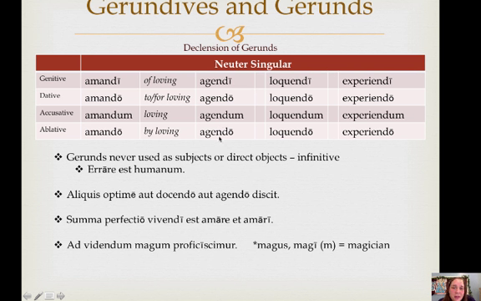Agendi, agendo, agendum, agendo. You can, of course, make a gerund out of deponent verbs. So loquendi, of speaking, loquendo, to or for speaking, loquendum, speaking, loquendo, and so on and so forth. And same for exterior.